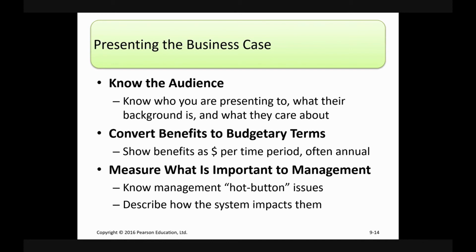Second point is convert benefits to budgetary terms. Show benefit as dollar per time period, often annually. So you need to show it in statistics form, in numbers, in dollars, in rupees. Okay, so that they can get influenced or impressed, the top management. Okay, in 1 month we get this benefit, in 3 months this, in 1 year this is $50,000, and you can show the graph. You can present your data in a smart way, quarterly, annually.